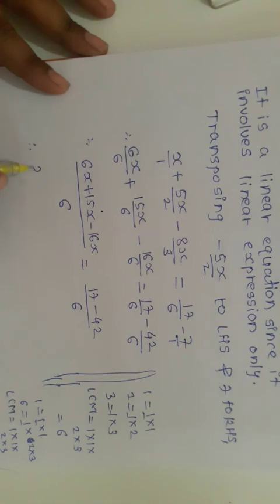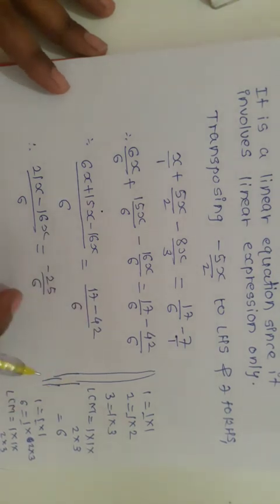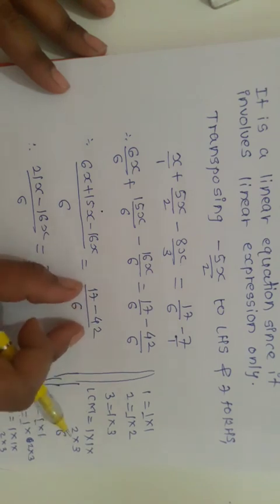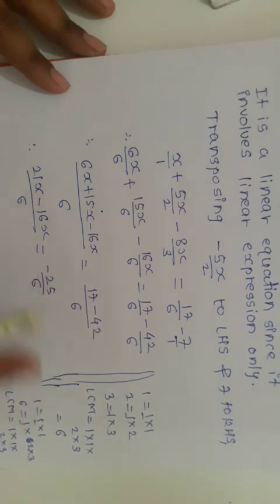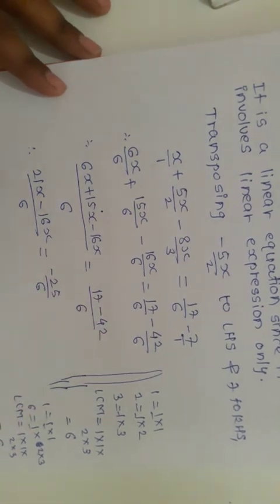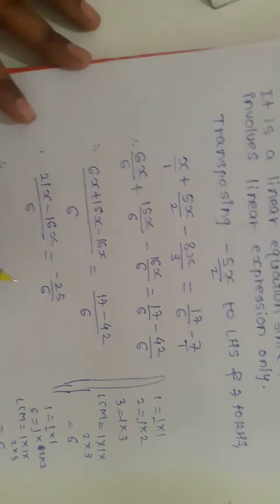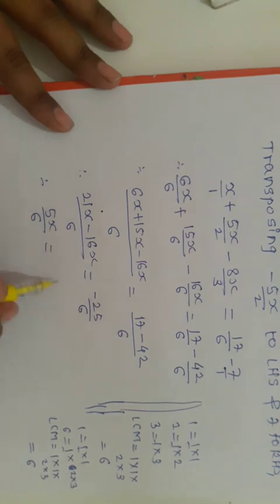Therefore 6x plus 15x is 21x minus 16x upon 6 is equal to minus 25 upon 6. 17 minus 42 is 25. One number is positive, another is negative, so we take the subtraction. 25 is the difference, but the bigger number has the negative sign, so minus 25 upon 6. Again 21x minus 16x, x is common, so in brackets 21 minus 16, which is 5x upon 6 is equal to minus 25 upon 6.